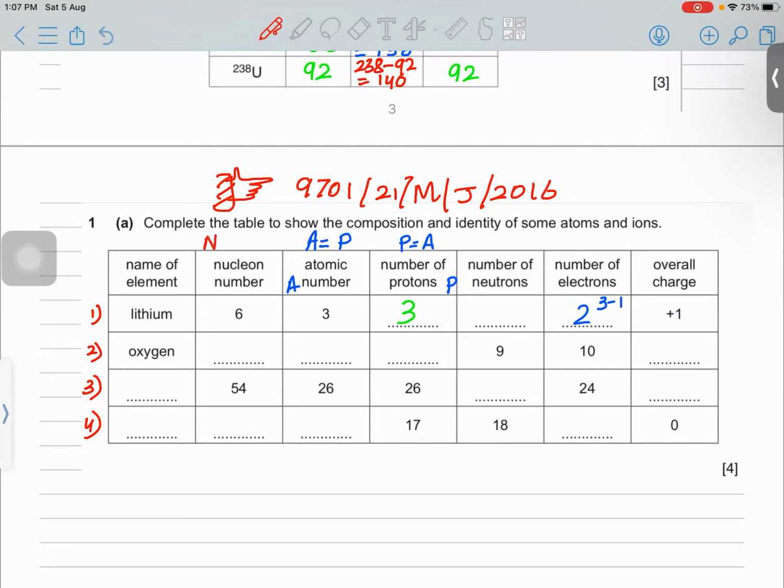This is the nucleon number, n. This is proton plus neutron. Can you tell me how to find the number of neutrons? Yeah. So you have the nucleon number, which is 6. Just subtract the atomic number, or the number of protons, and then you get the number of neutrons. Exactly. So 6 minus 3 is 3.